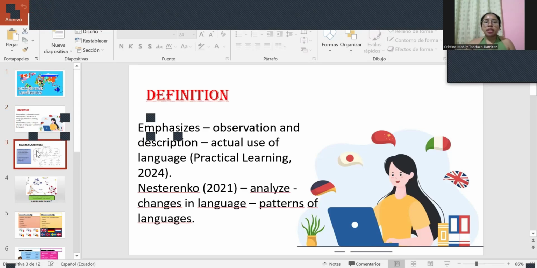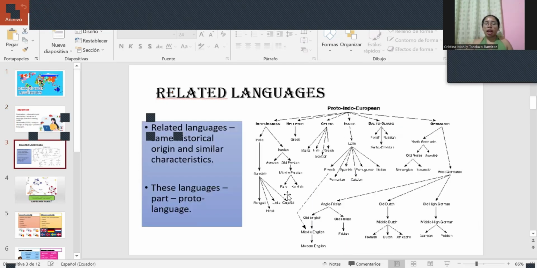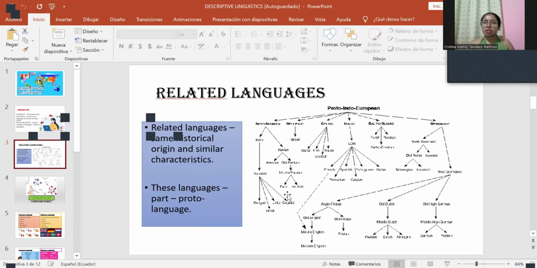Another point is related languages. An excellent way to explain this is that a related language is a language that has the same origin or similar characteristics with another language. Another way to explain this is that the languages are part of the same proto-language, so this relation exists between them.